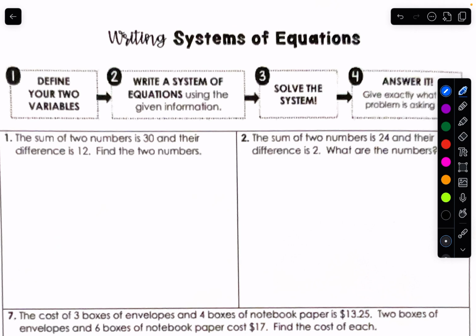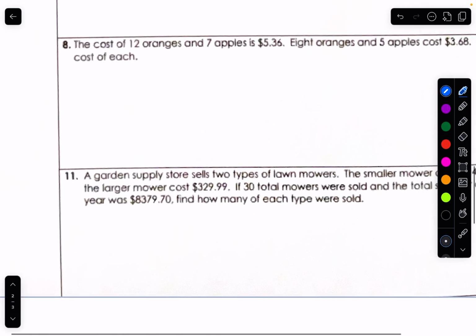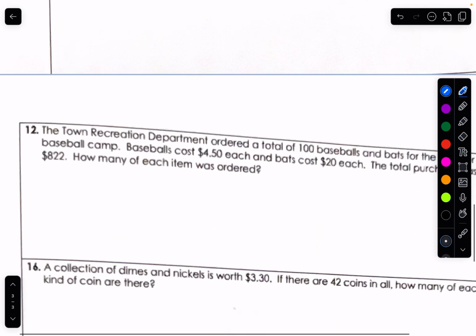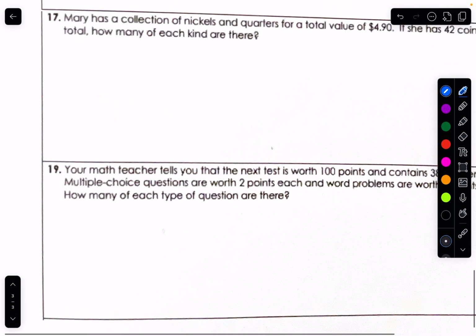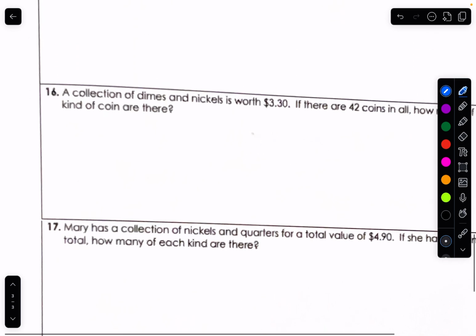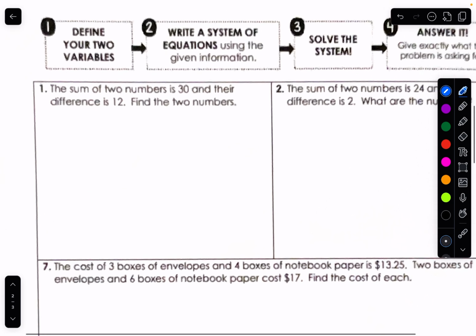All right. And we did this in class, so we did not have access to our computers to utilize Desmos. So we're just going to solve them by either substitution or elimination. Okay. So we're going to do a couple of these together. With my other classes, I did 1, 2, 7, 8, 11, and 12. We wrote the equations and then they were on their own to solve them. And then for 16, 17, and 19, you are definitely going to be writing and solving those systems of equations. So let's go ahead and get started.